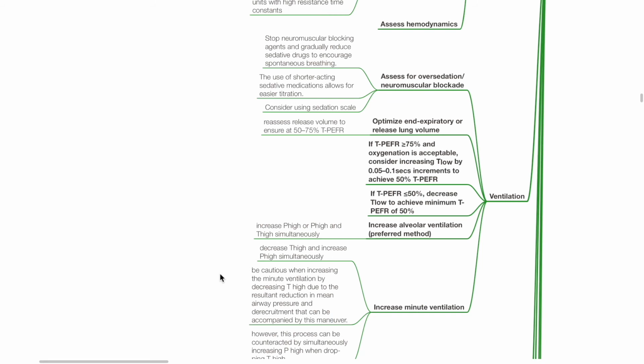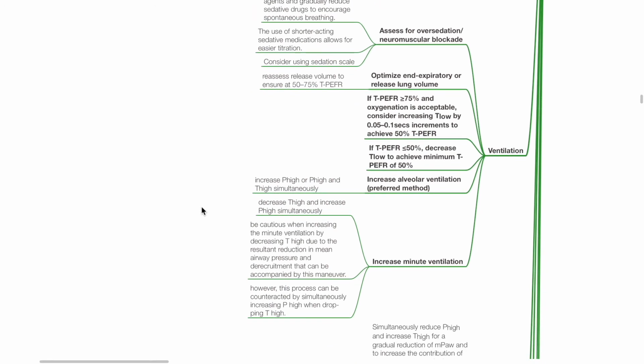Optimize end expiratory or release lung volume. Reassess release volume to ensure it is at 50 to 75% of TPFR. If TPFR is 75% or more and oxygenation is acceptable, consider increasing T low by 0.05 to 0.1 second increments to achieve 50% TPFR. If TPFR is 50% or less, decrease T low to achieve minimum TPFR of 50%.